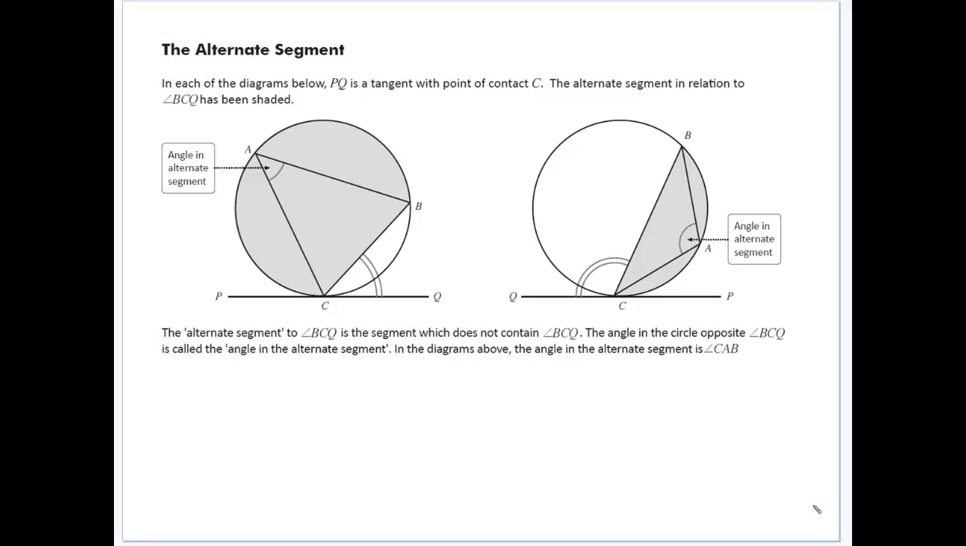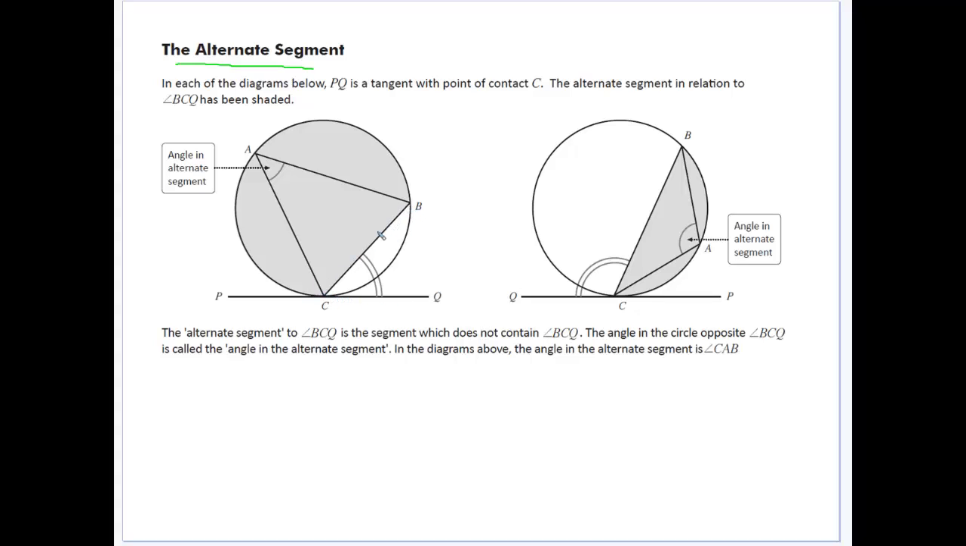Now, before we have a look at our next theorem, we want to consider something that we call the alternate segment. So the alternate segment here is one where we have a tangent to a circle, and then we have an angle that's created by the chord, a chord that's drawn in the circle, and the tangent.